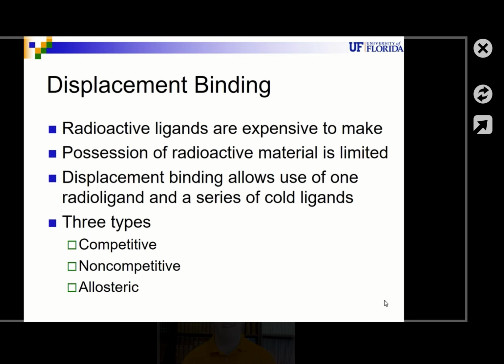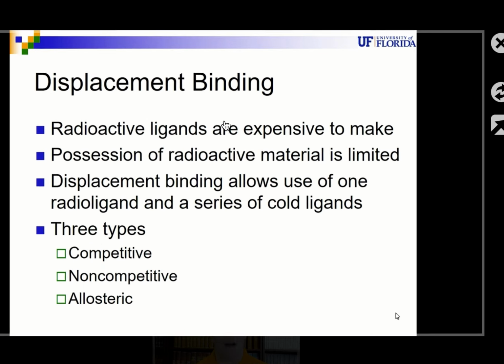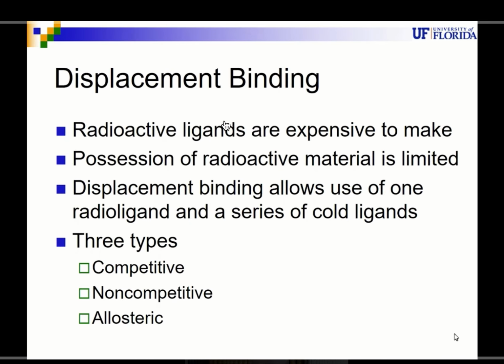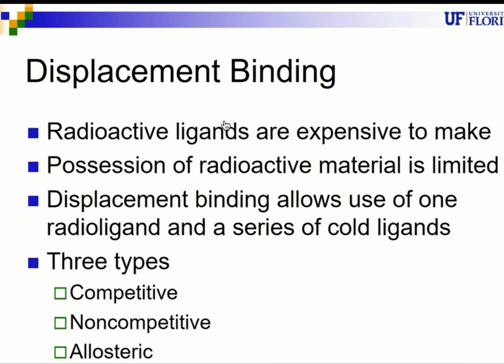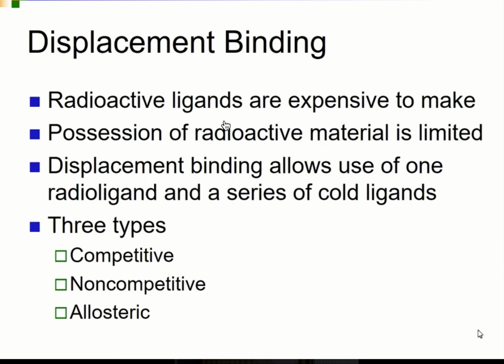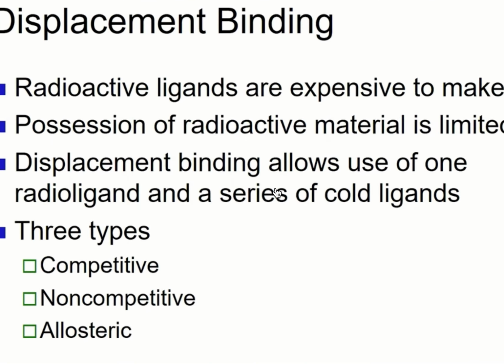What is the displacement binding experiment and why do we do it? Let's start with the why. Radioactive ligands are expensive. If you are trying to find a good antagonist for something and you have 10 candidates, in order to use saturation binding experiments to determine which one binds better, you would have to have a radioactive version of all 10 ligands, which gets very, very expensive. And depending on where you work, they may not even let you have that much radioactive material.